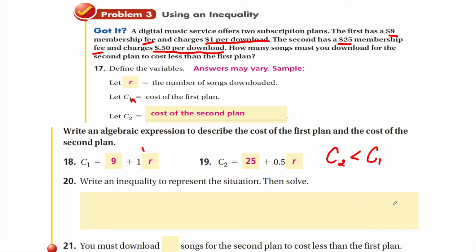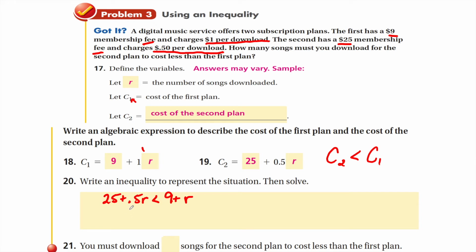So now that we know that, we can plug in what we know C sub 2 is equal to, which is the 25 plus 0.5R, and we know what C sub 1 is, which is a 9 plus 1R. So this will be 25 plus 0.5R is going to be less than that 9 plus R. And I'm just going to write R because it's 1R.